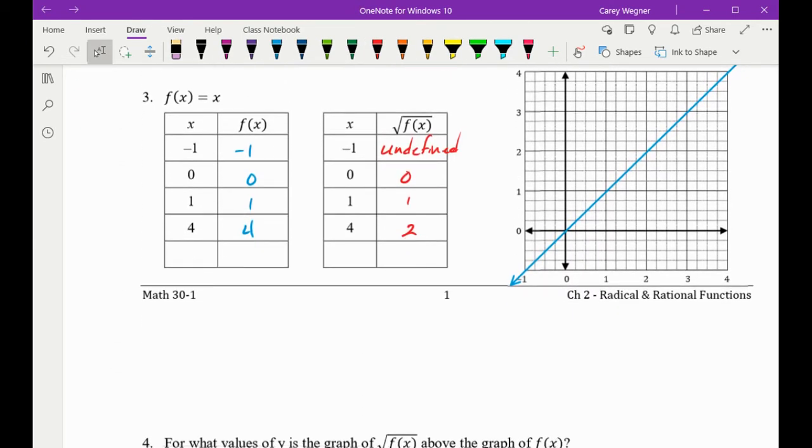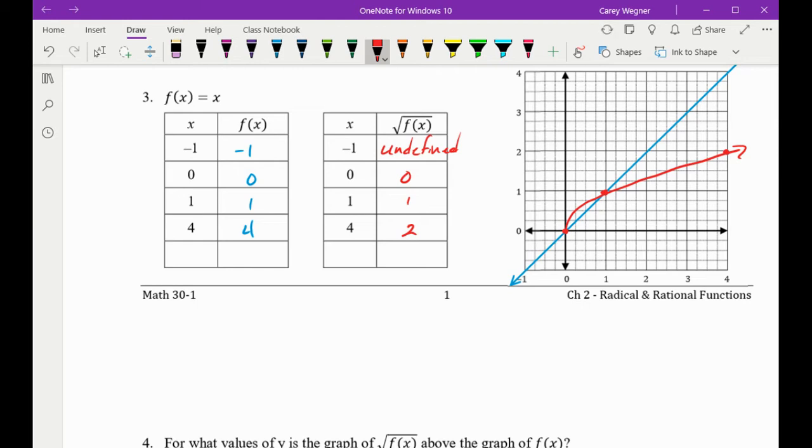Looking at the next function. Again, my graph begins at 0, 0. The two graphs intersect at 1, 1. And then at 4 comma 2, that's where my red graph will go. My red graph is going to be above the blue graph initially, and then it's going to go below it as we head over to the right, intersecting at that point 1, 1.